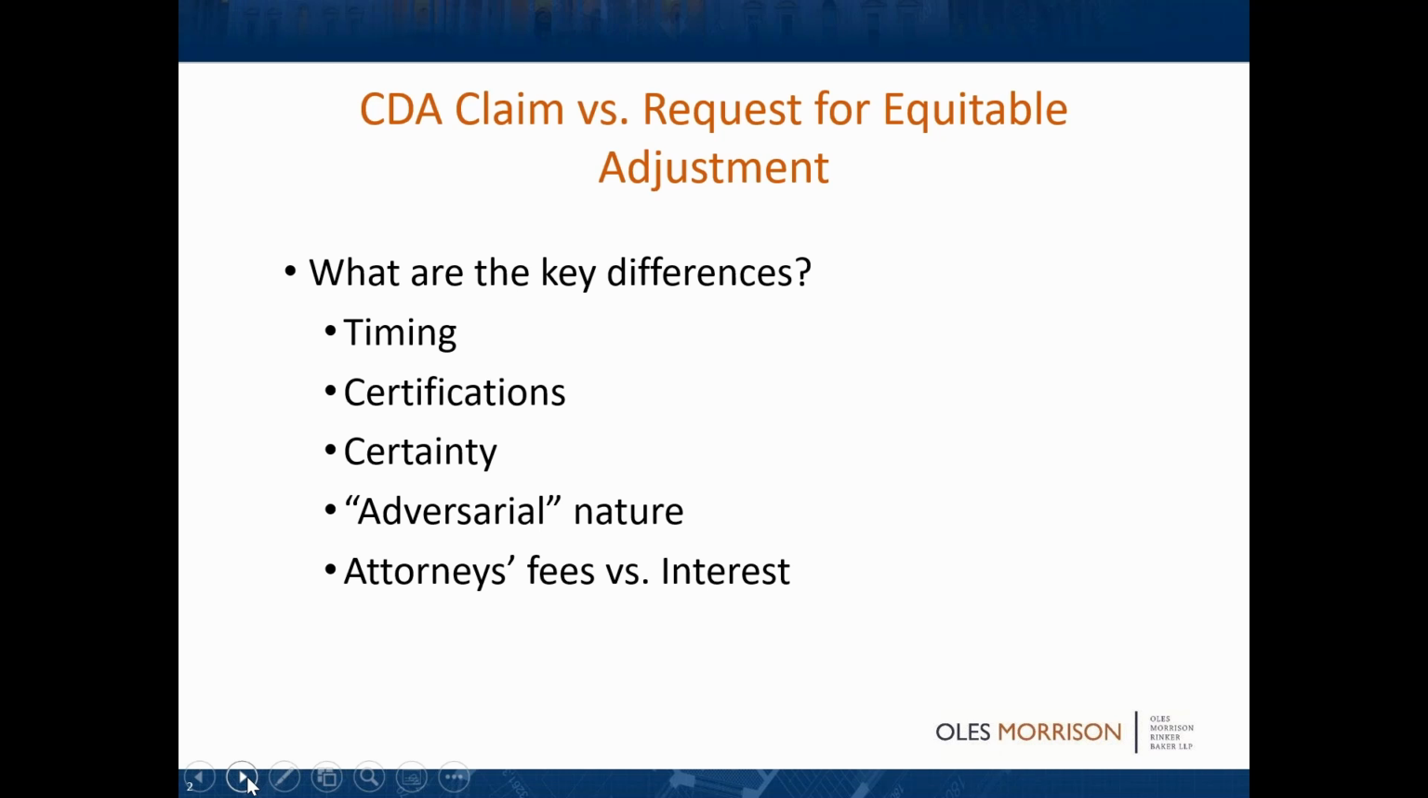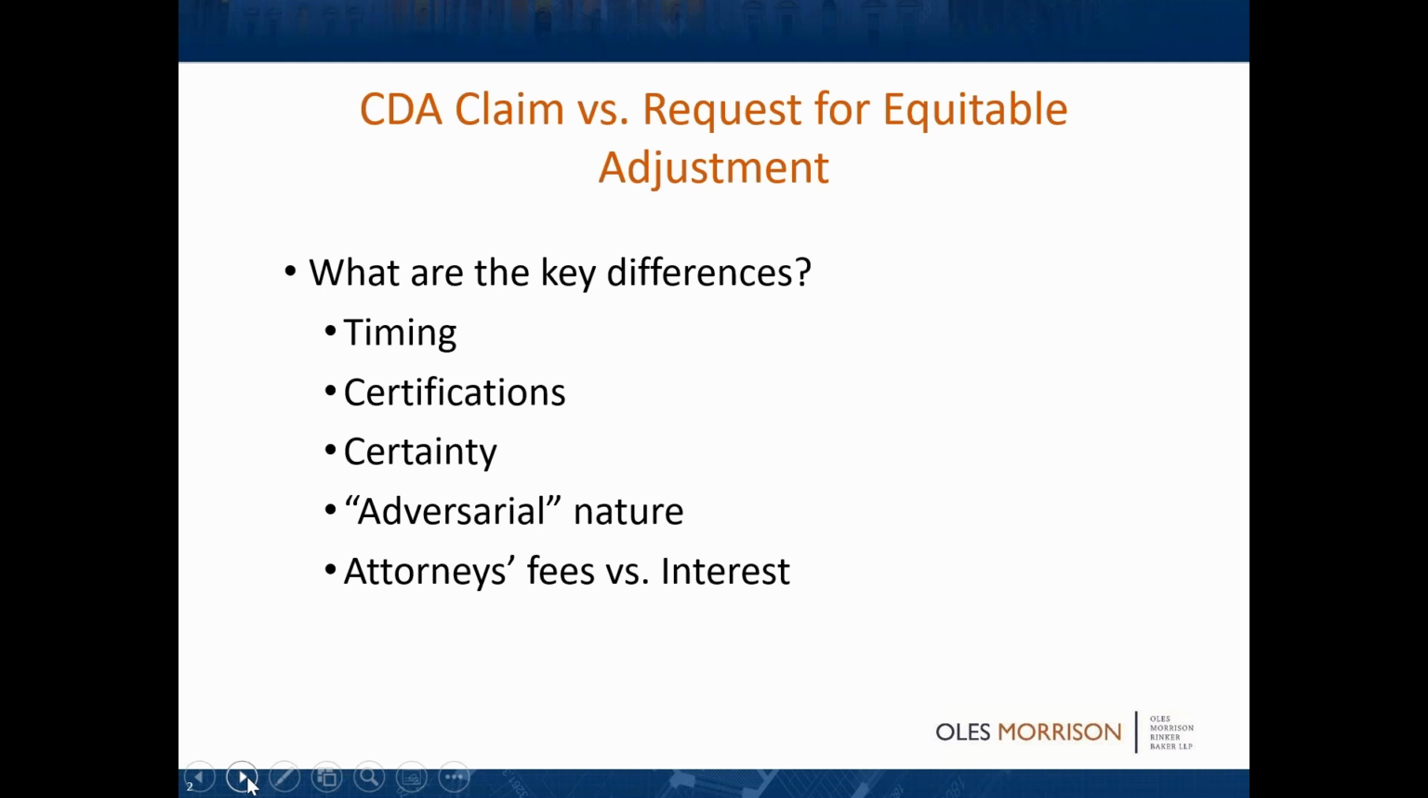But the FAR and the contract clauses don't define what equitable is. So the courts and the boards basically look at concepts like fair and reasonable. Those sound like pretty easy terms to understand, but unfortunately, there are no hard and fast rules that will always assure agreement between you as a contractor and the government as to what is fair or reasonable. There are not even any rules from the various case law that will always assure success at the courts or the boards. Key differences: timing.